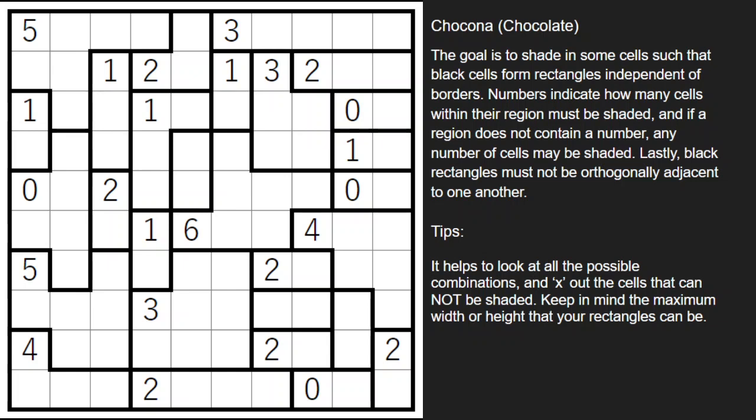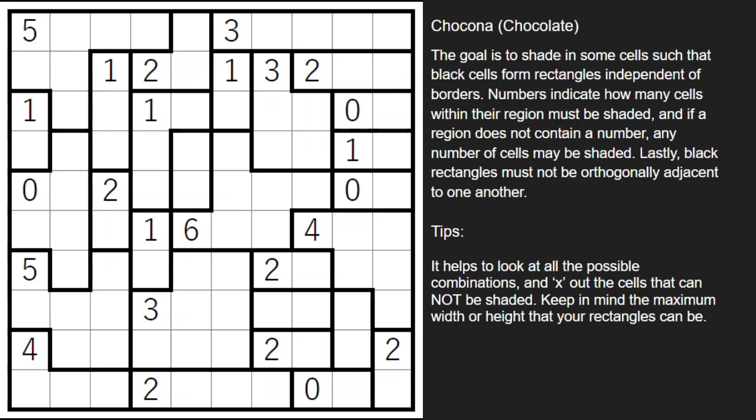This one's on a Chocona, also known as chocolate. The goal here is to shade in some cells such that all black cells form rectangles or squares independent of regions. Numbers indicate how many cells within their region must be shaded, and if a region doesn't contain a number, then any number of cells may be shaded. Lastly, the black rectangles or squares may not be orthogonally adjacent to one another.